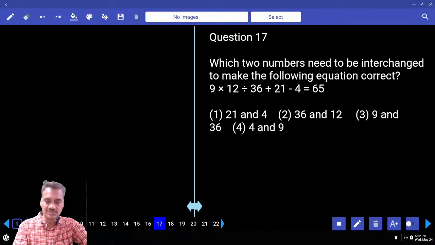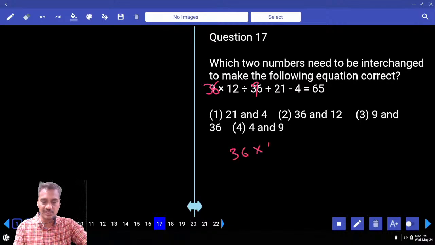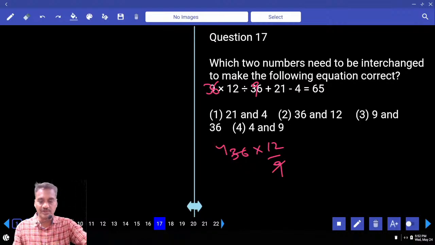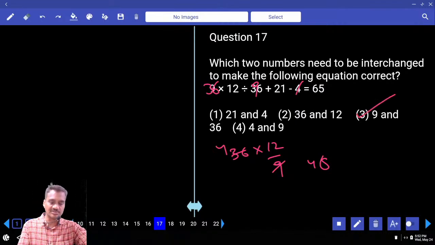9 and 36. Now this is 36 and this is 9. Then in this case 36 into 12 divided by how much? 9. 9 ones, 9 fours. Now 4 into 12, 48. And 48 and minus 4. 44 plus 21, 65. And it's choice 3, question number 17.